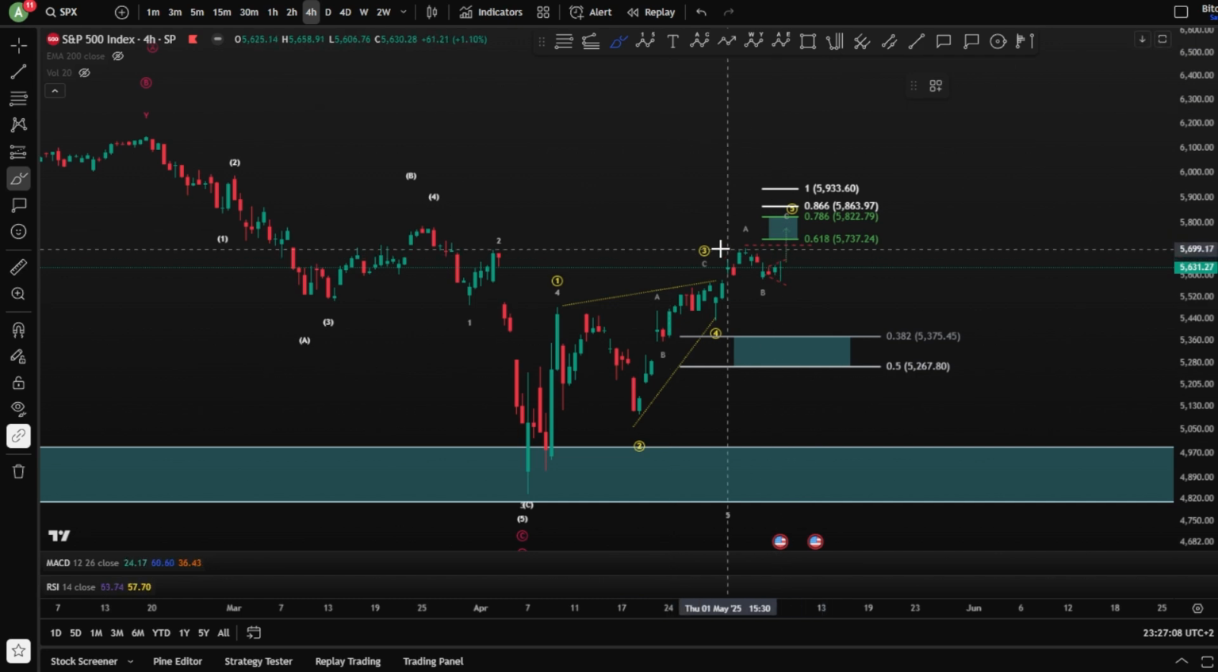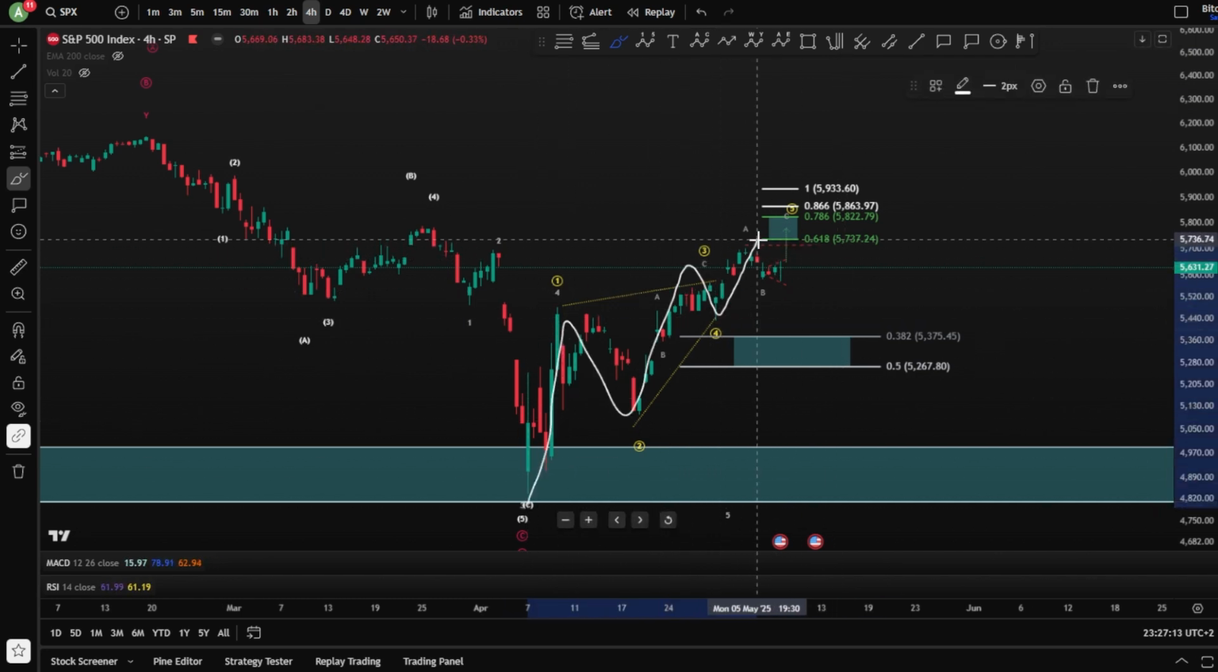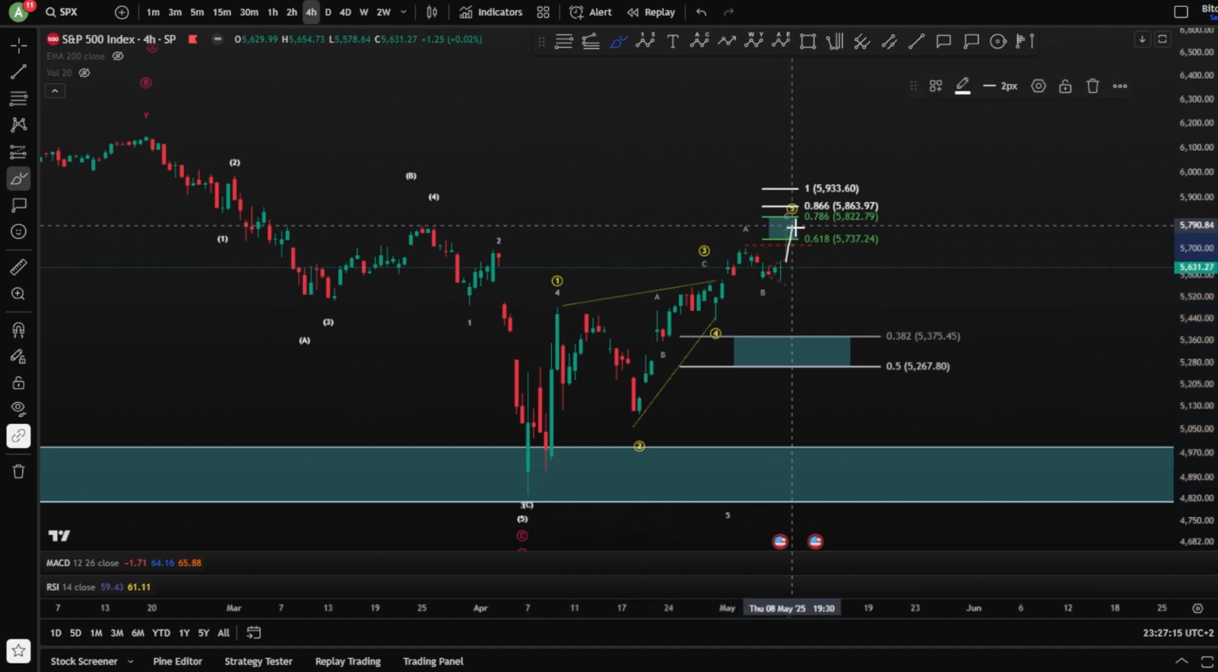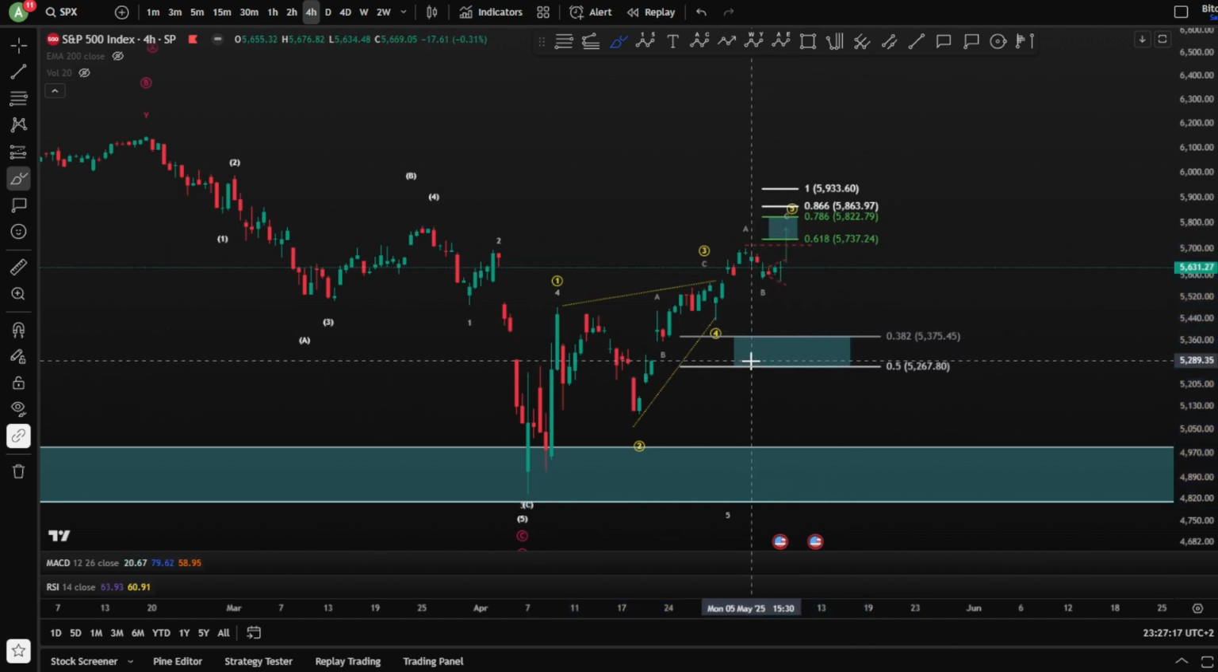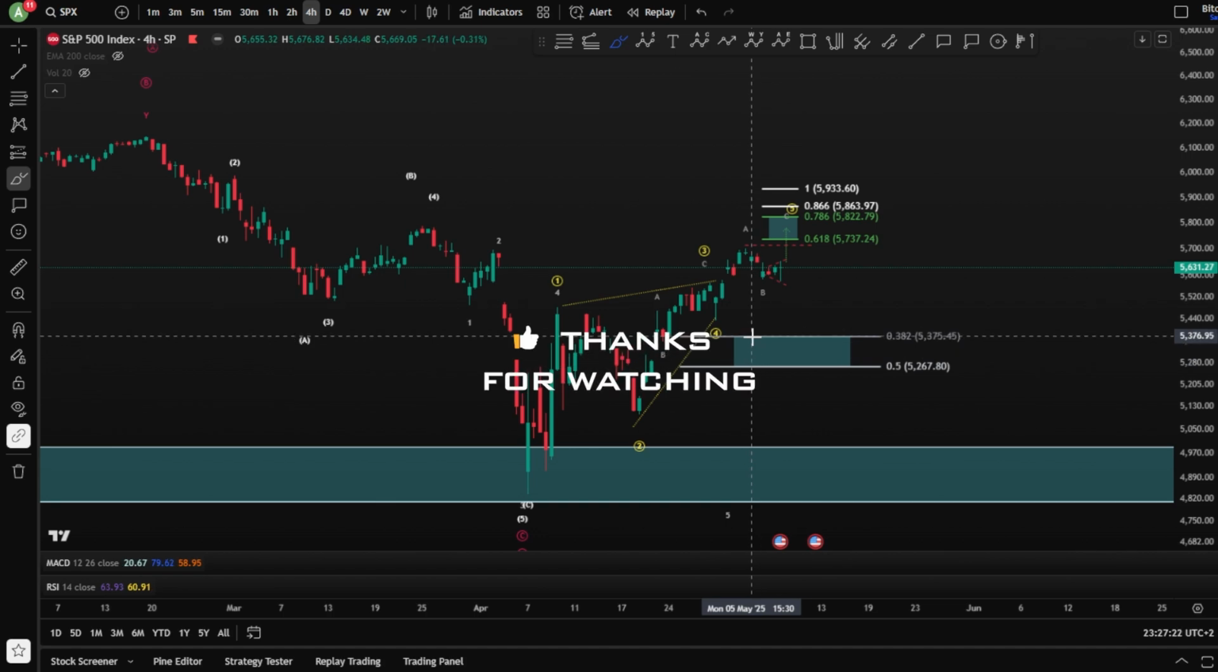Again, as a conclusion, I'm not interested. I see that we are already in this leading diagonal. Sooner or later, we're gonna move to the next blue box. That was it for SPX and NDX daily close.